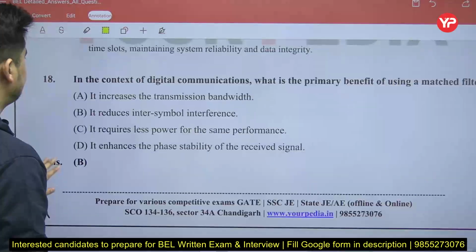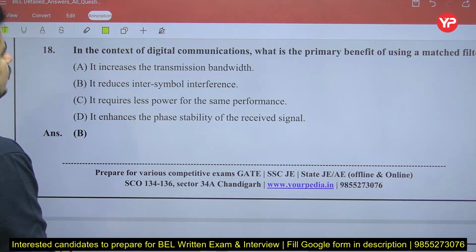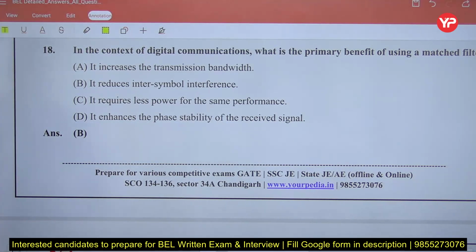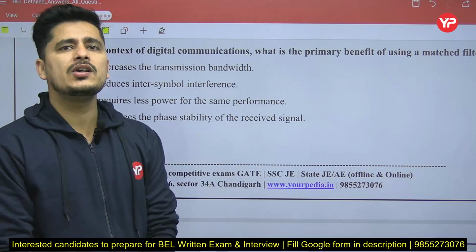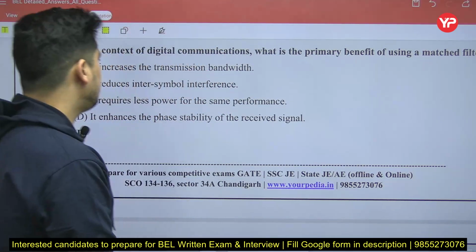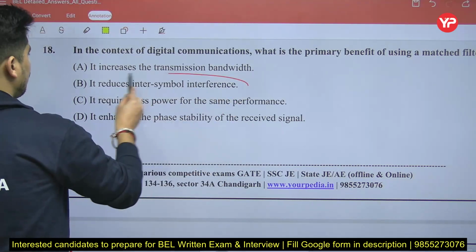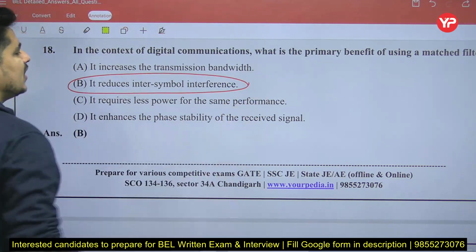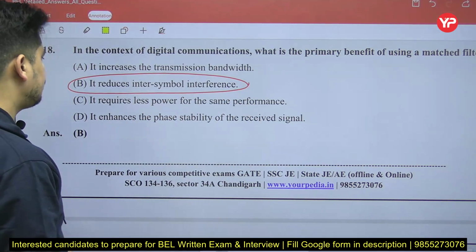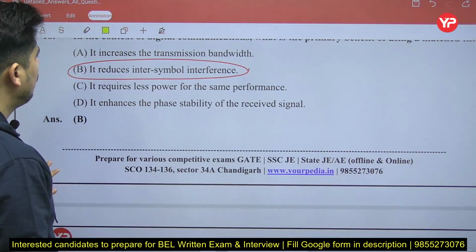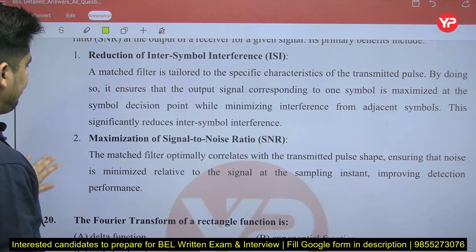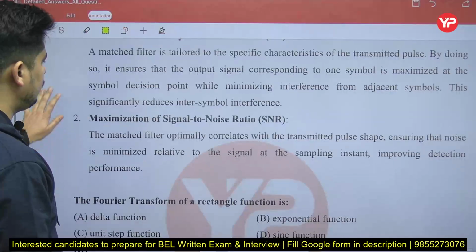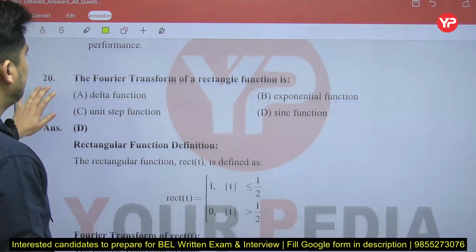Next, in the context of digital communication, what is the primary benefit of using a matched filter? Matched filter is used to remove the intersymbol interference, or it is used to maximize the SNR at the output, right? So what will be the answer here? To reduce the intersymbol interference, right? Maximize the SNR is also the second use of your matched filter.